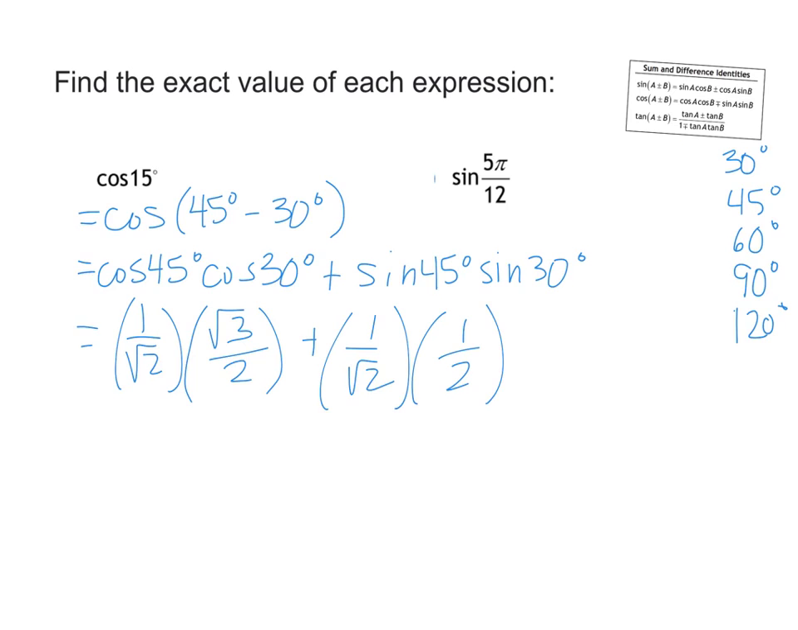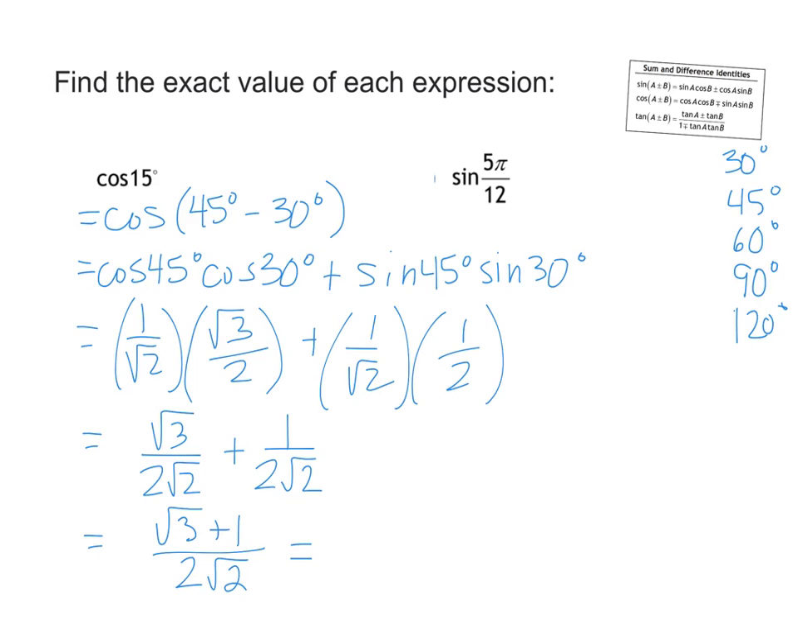And this looks a lot like the first one we did. In fact, I think it's exactly like the first one we did, isn't it? This comes out to root 3 over 2 root 2 plus 1 over 2 root 2. Root 3 plus 1 over 2 root 2, or root 6 plus root 2 over 4. So it's actually exactly the same as the first one we did, which was the sine of pi over 3 plus pi over 4.